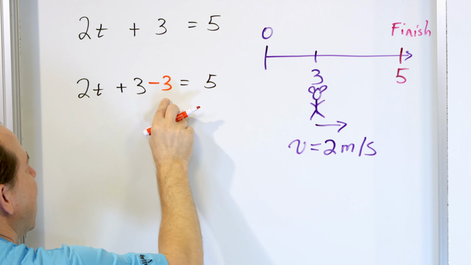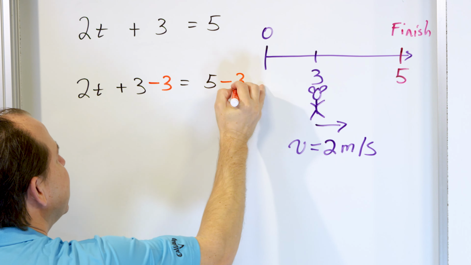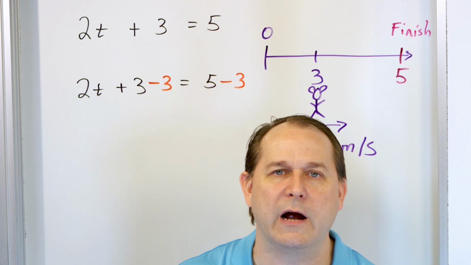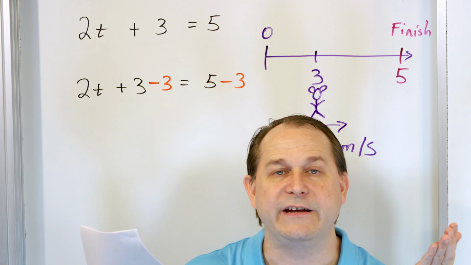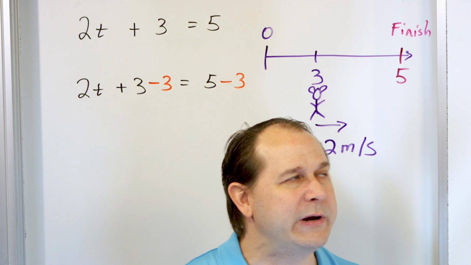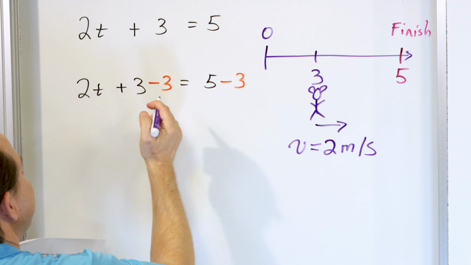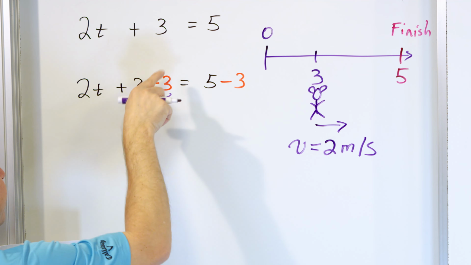We do the opposite, right? But if we do it here, we have to do it to the other side. Remember, I told you for equations, you can do anything you want as long as you do it to both sides. Here, I choose to subtract 3. Why do I do that? Because I know that 3 minus 3 is 0 and it'll disappear.